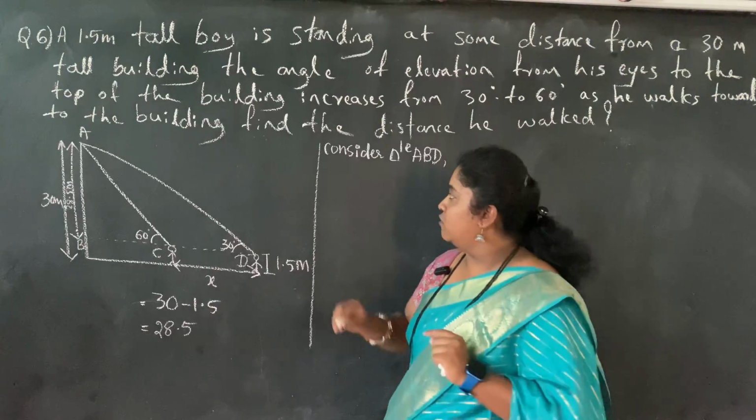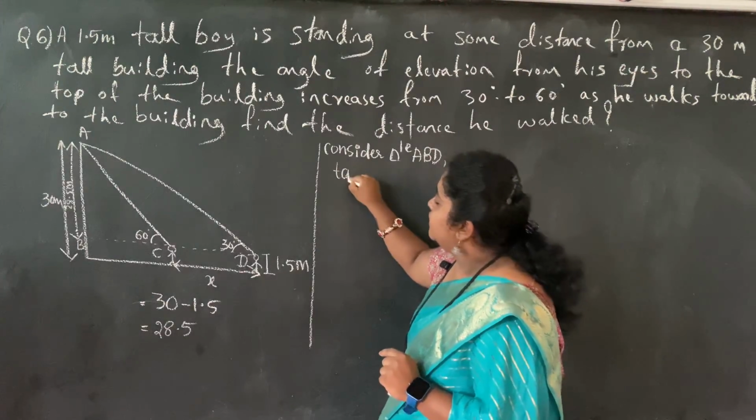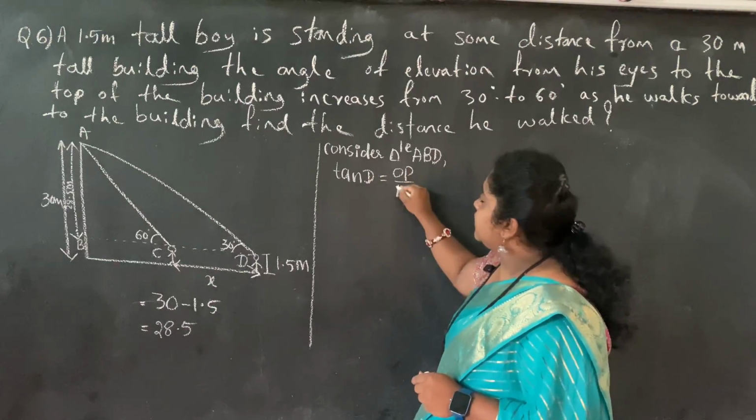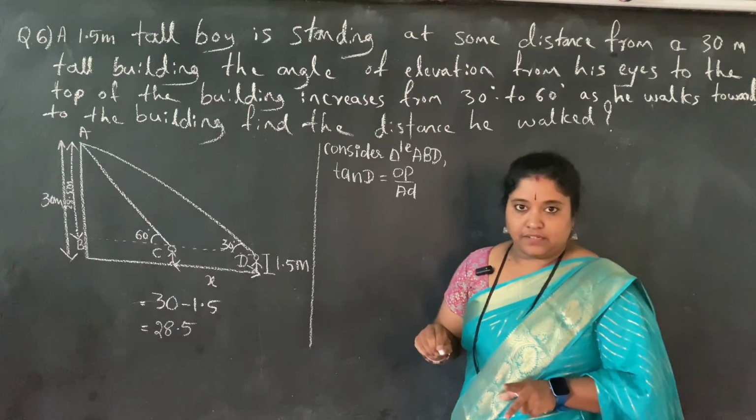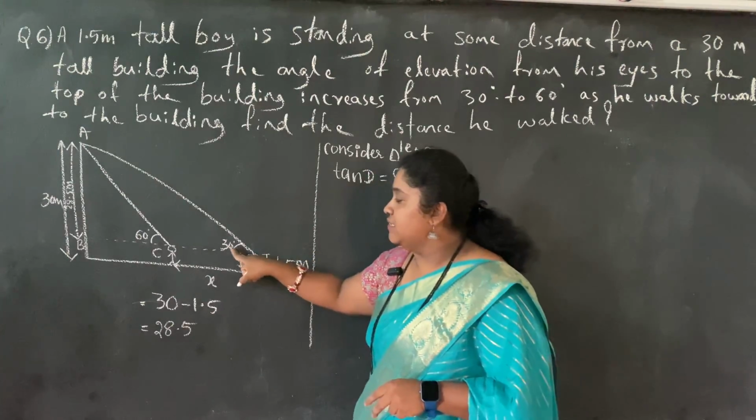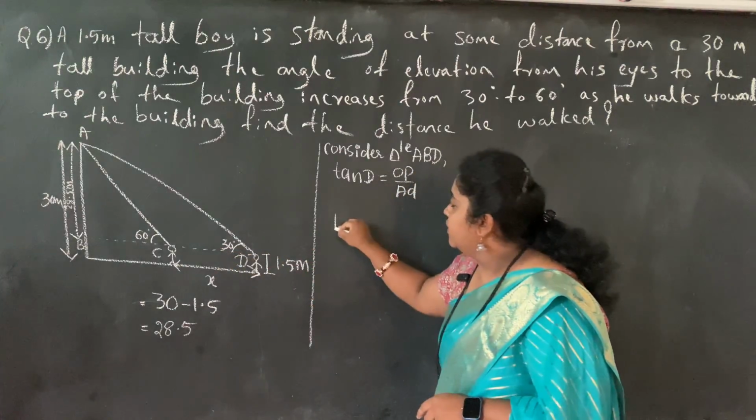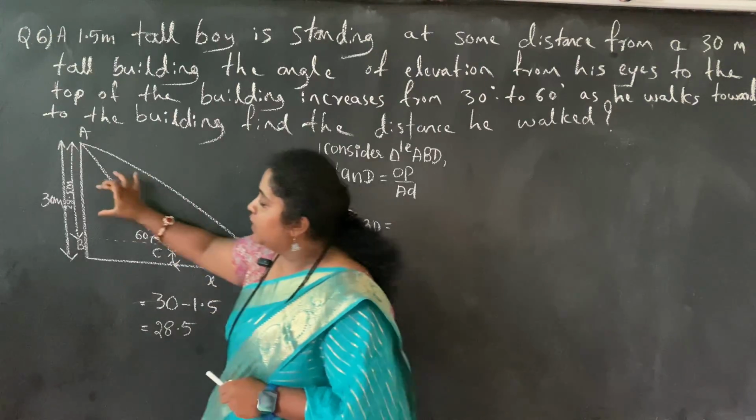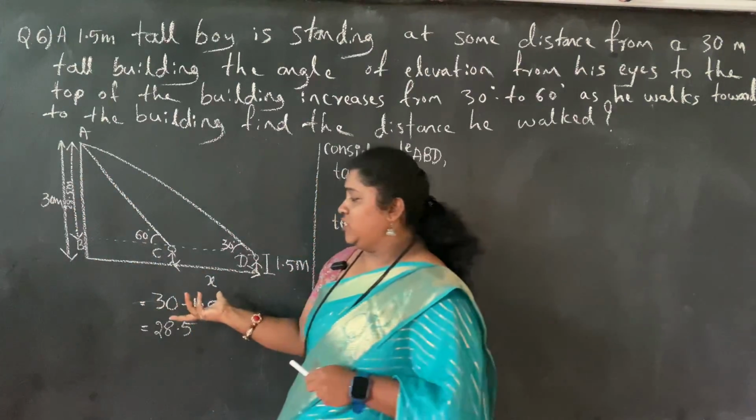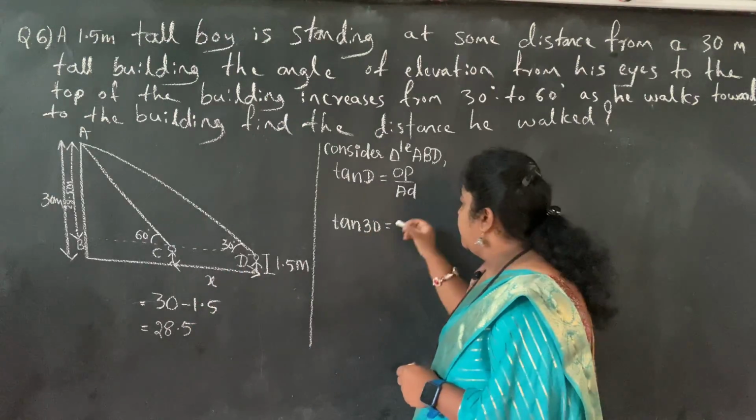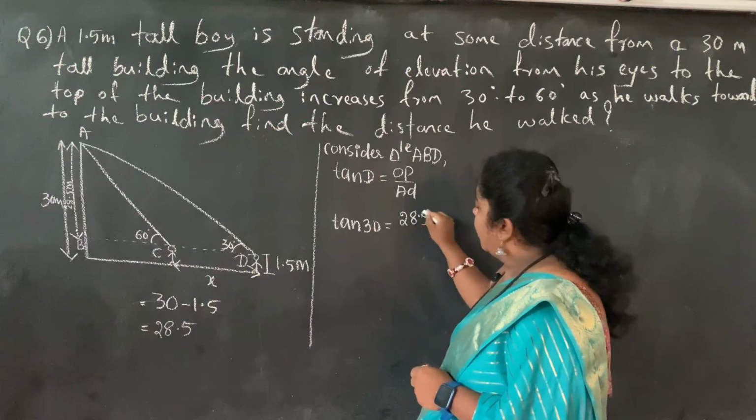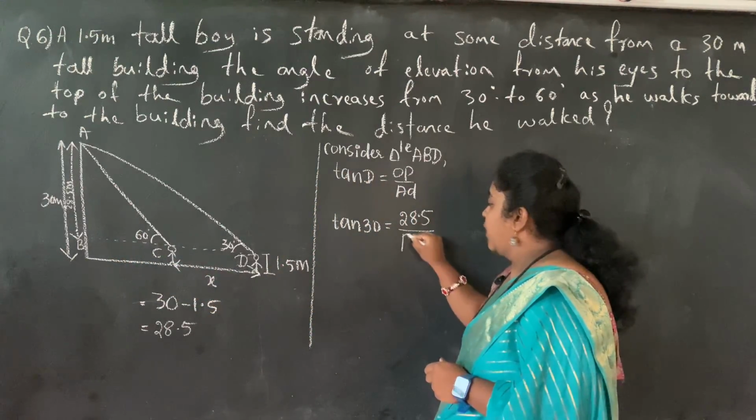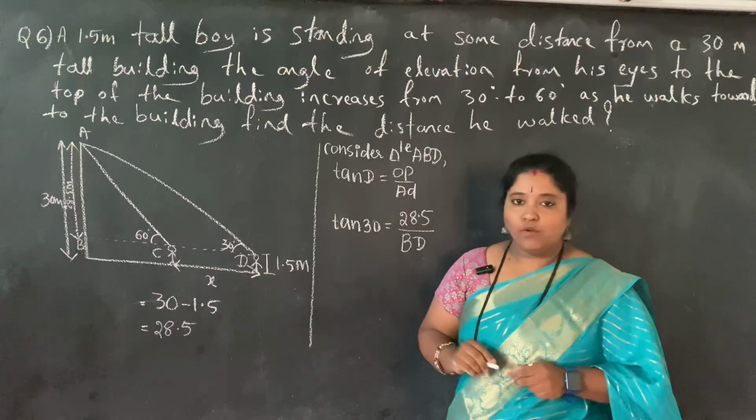Tan. Do not forget about it. So what should I use here? Tan D. Tan D is equal to opposite divided by adjacent. Understood? What is angle D? 30 degrees. So I'll write here tan 30 is equal to, what is the opposite value, dear? 28.5. I don't know the adjacent, I need to calculate the adjacent. So I'll write 28.5 divided by the adjacent, which is BD. I hope it is clear.